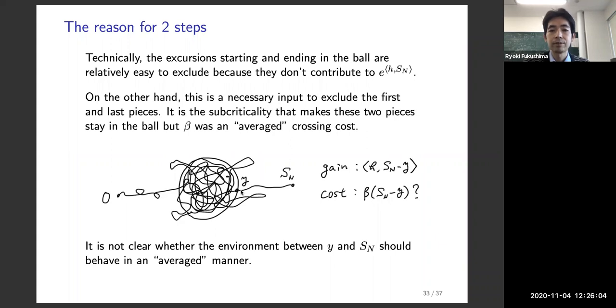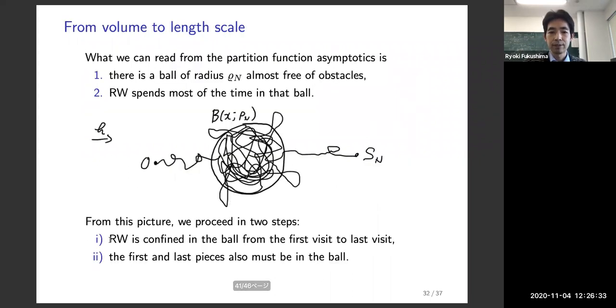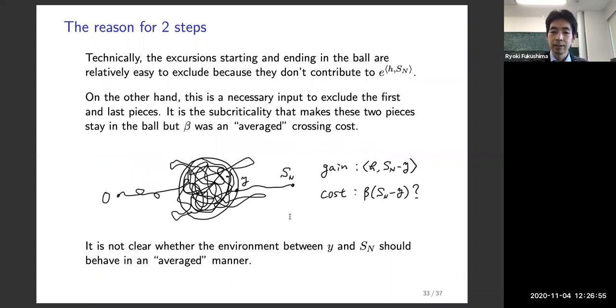We want to use subcriticality, but what we have to prove is that we can discuss the bulk of the random walk, which I want to prove is confined, and the first and last pieces separately. And we want to prove that they depend on disjoint parts of the environment. And actually that is the role of step 1. If we manage to prove step 1, that the random walk is confined in the ball from first exit to last exit, then the bulk doesn't go outside. So the bulk doesn't interact with the first piece and the last piece. So these three pieces depend on independent, or disjoint, environments. That's the role of this first step.